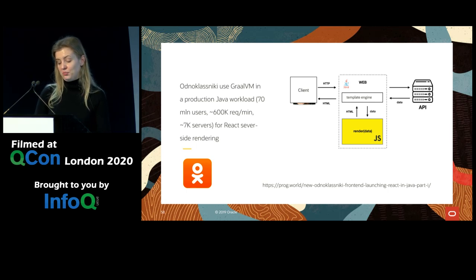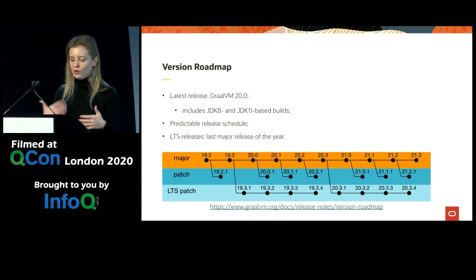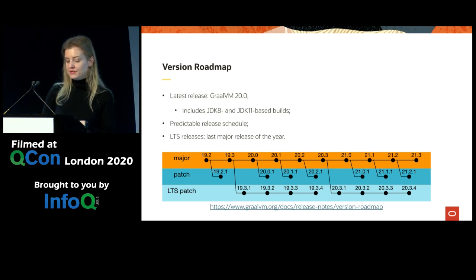And they have interesting blog posts about it, how they actually migrated their system to GraalVM JavaScript engine. So, project roadmap. If you're evaluating GraalVM, perhaps you would be interested in how the project goes on and how different versions appear and when you need to prepare for a newer version. So for that, we have this tool.